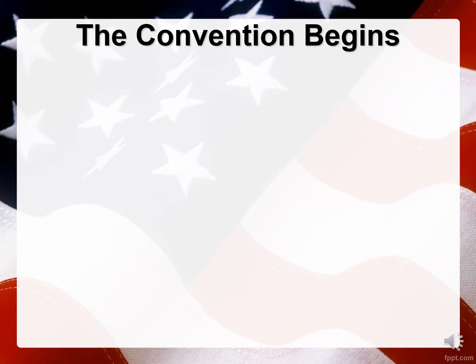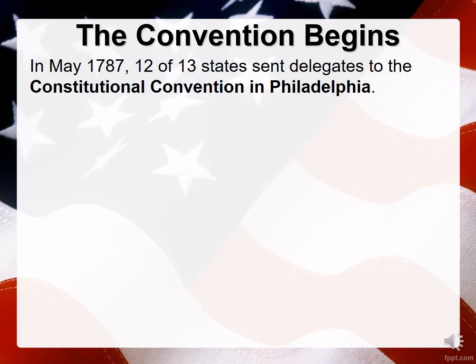Well, this big experiment that was the United States brought about a third way by which to create a country and to create a government, and that is purposefully, intentionally sitting down in a room, where delegates and scholars and statesmen would literally create a government. And so that's what we've got here. In May 1787, 12 of 13 states sent delegates to the Constitutional Convention in Philadelphia, Pennsylvania.